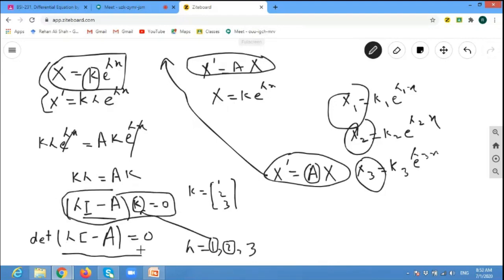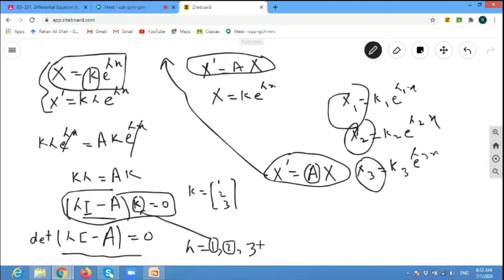and so the determinant will be equal to 0. You will get the values of eigenvalues, and if you put the eigenvalues in this system, you will get the value of k. K means the set of values 1, 2, 3, suppose.